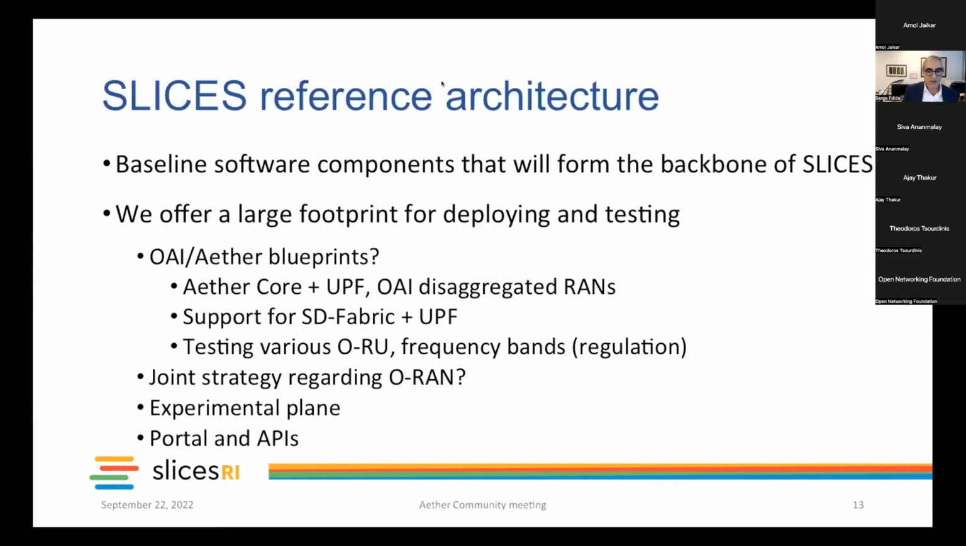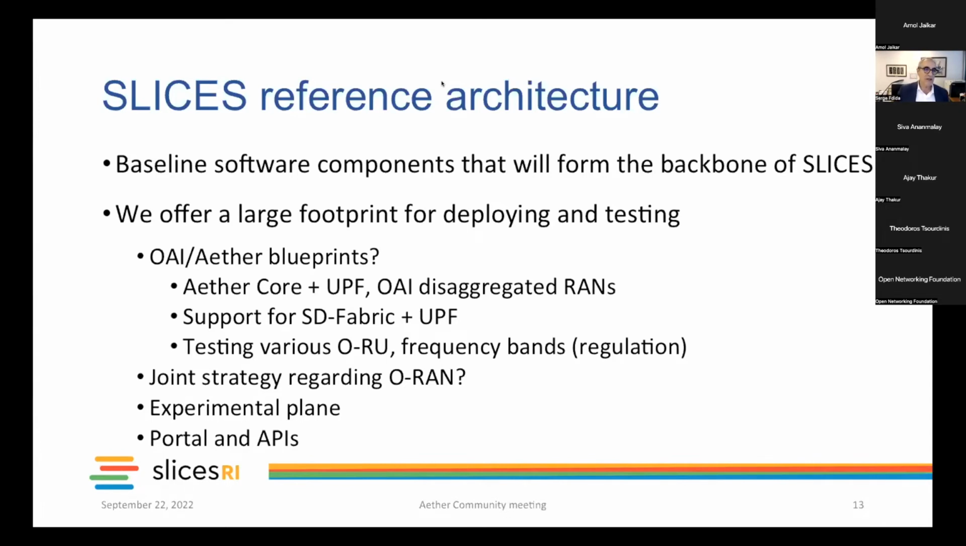So what we did, and what you will see in the presentation of Theodoros, is that we basically have used the Aether Core plus UPF and the OpenAI interface, and especially with respect to disaggregated RANs. We are highly interested in the support of SD Fabric and UPF. And this also could be a good opportunity to experiment with different radio units, and especially because of the regulation, experiment with different frequency bands. Certainly, we could think about a joint strategy regarding ORAN.